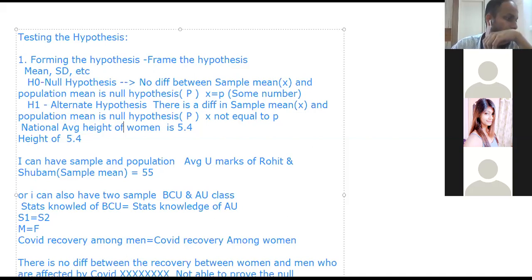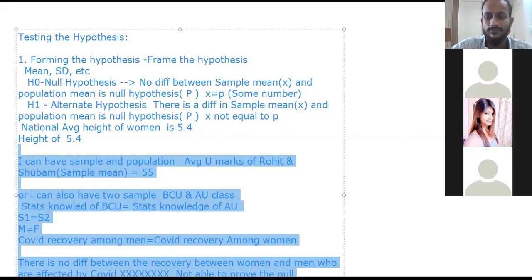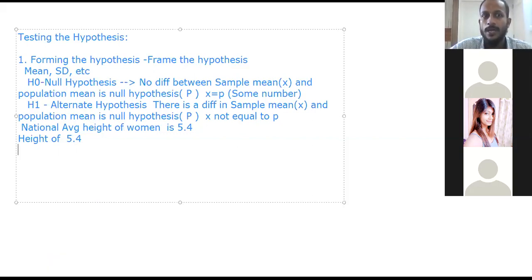Are you clear, guys? Can we go on to the next one? Do you understand the difference? See, why do I use the word null here? What is the usage of the term null? Null means void, no, zero. Why do I use the word null? It means there is no difference. No difference between sample and population, no difference between two samples.